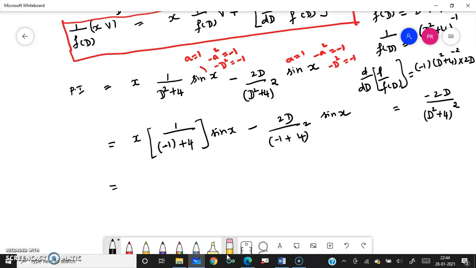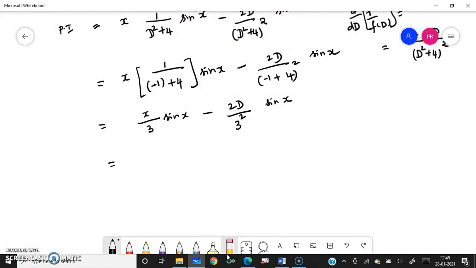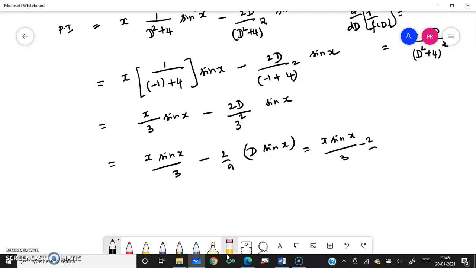So this will become x divided by 4 minus 1, which is 3, into sin x minus 2d divided by 3 square. Okay, 4 minus 1 is 3, 3 square into sin x. So this will become x sin x by 3 minus 2 by 9 differentiation of sin x. Differentiation of sin x is cos x. This is my equation 2.